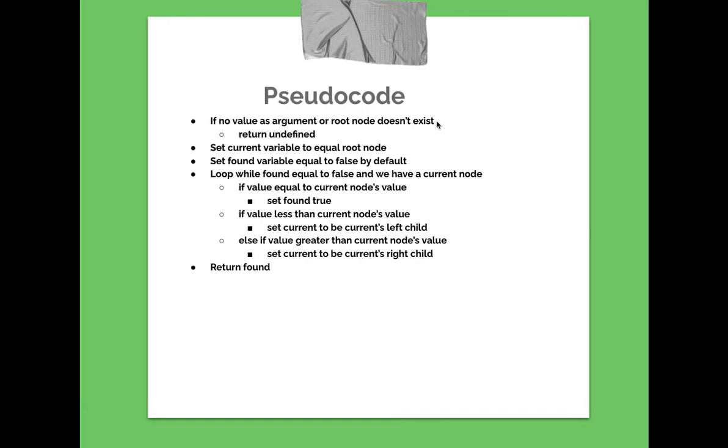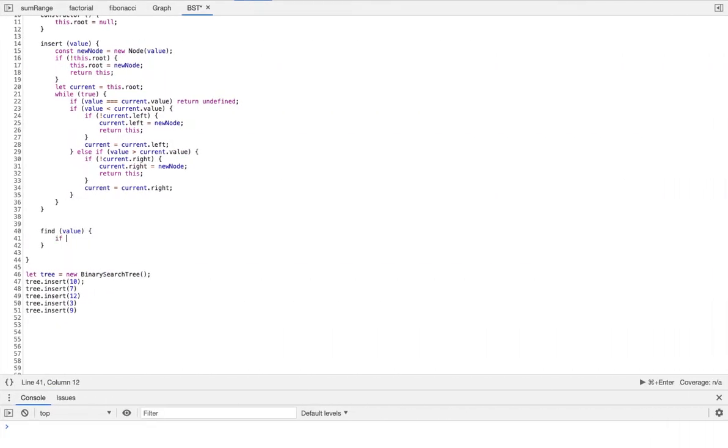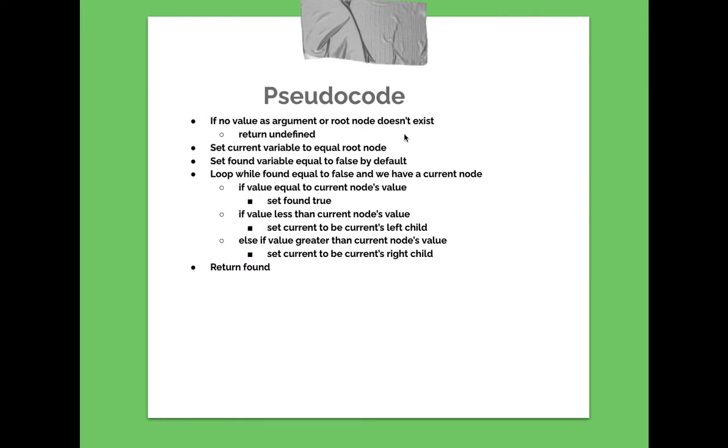To get started, we're going to check if no value is passed as an argument or the root node doesn't exist. So if not value, meaning there is no value passed as an argument, or not this.root, meaning there's no root node, then just return undefined. So that's our edge case.